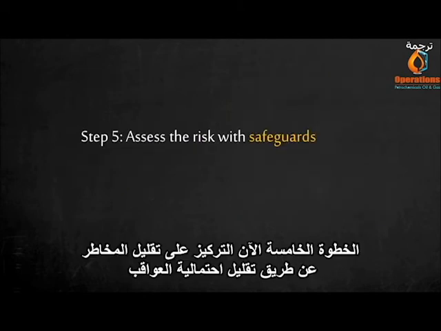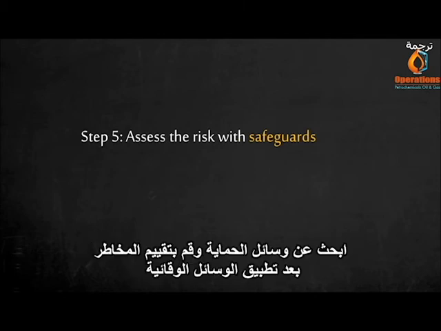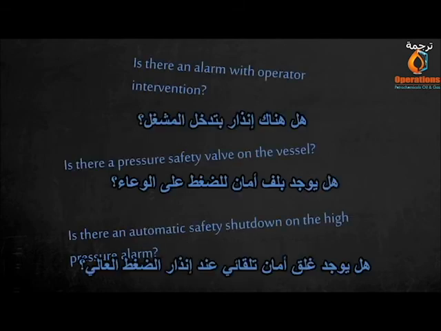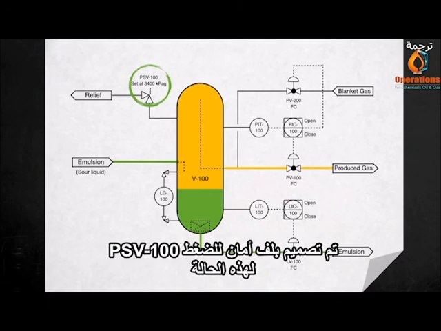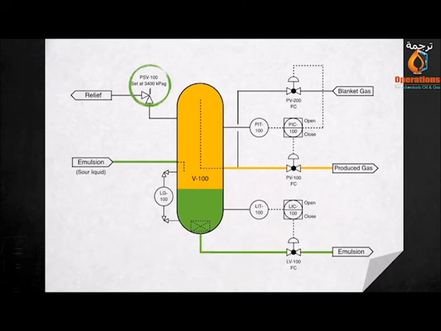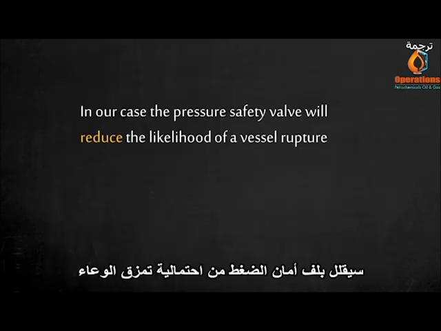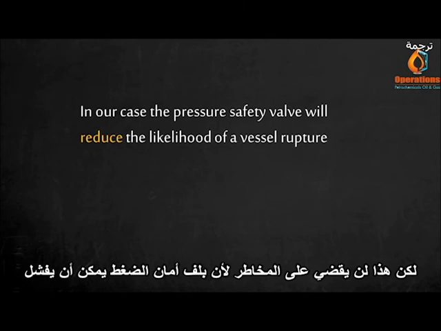Step 5. Now the focus is to reduce the risk by reducing the probability of the consequence. Look for the safeguards and assess the risk with safeguards applied. Is there an alarm with operator intervention? Is there a pressure safety valve on the vessel? Is there an automatic safety shutdown on the high pressure alarm? There is a pressure safety valve PSV 100 designed for this blocked flow case. The pressure safety valve will reduce the likelihood of a vessel rupture, but this will not eliminate the risk since the pressure safety valve can potentially fail.